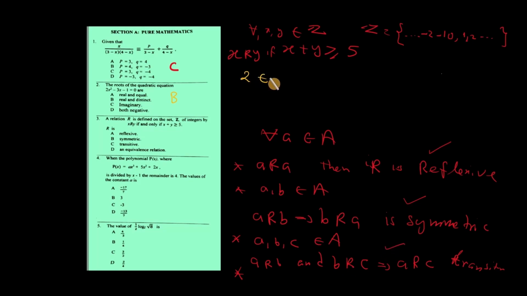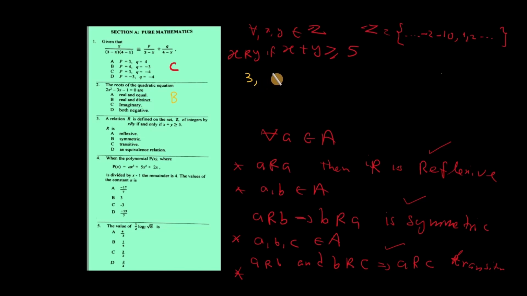2 belongs to the set of integers. 2 plus 2 is equal to 4, which is less than 5. That means 2 does not relate 2. But for reflexive, for every element found in the set A, if a relates a, it means the relation is reflexive. Now, we've seen 2 in the set of Z. 2 does not relate 2, since 2 plus 2 is not greater than or equal to 5. It means this relation is not reflexive.